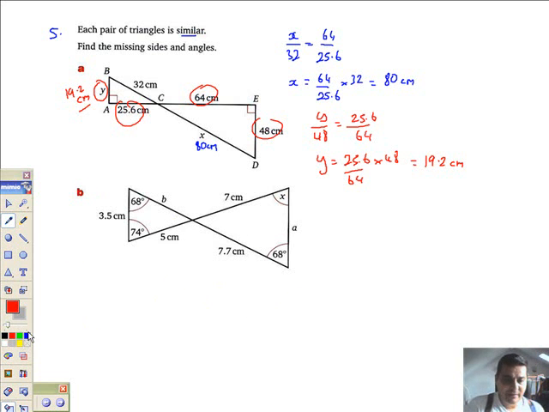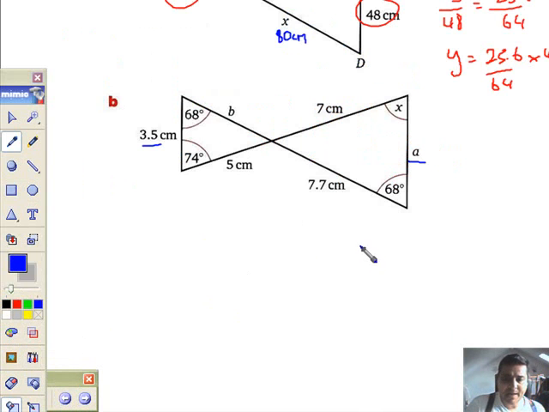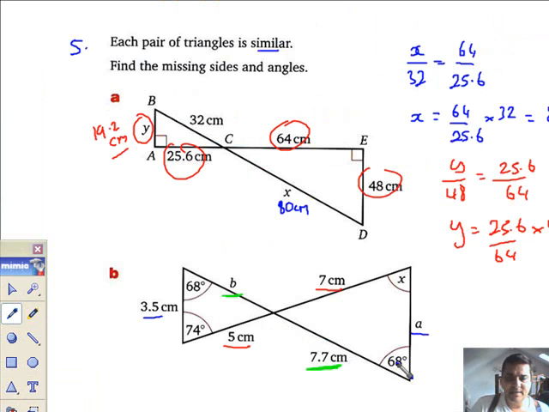Let's just study the diagram carefully. We have the 3.5 matching the A. We have the 5 centimeter line matching the 7 centimeter line across the other side, and I suppose we can have the B there in green matching the 7.7 here. So I've colour coded the corresponding sides. Now look very carefully. That 68 is that 68 there. That's the corresponding angle in this position here. Therefore this must be 74 straight away. So 74 degrees is X, and I'll leave it there.